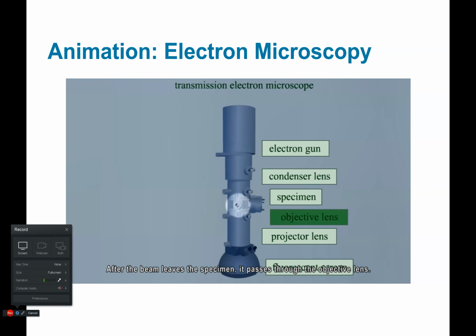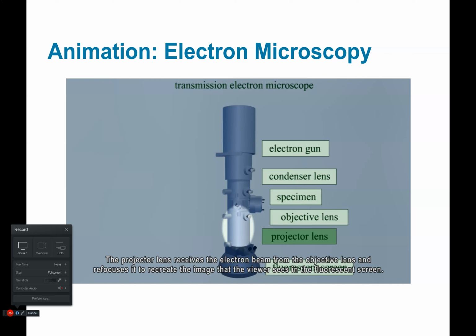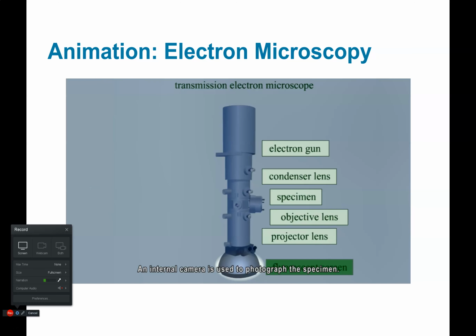After the beam leaves the specimen, it passes through the objective lens. The objective lens performs the bulk of the magnification of the specimen. The projector lens receives the electron beam from the objective lens and refocuses it to recreate the image that the viewer sees in the fluorescent screen. An internal camera is used to photograph the specimen.